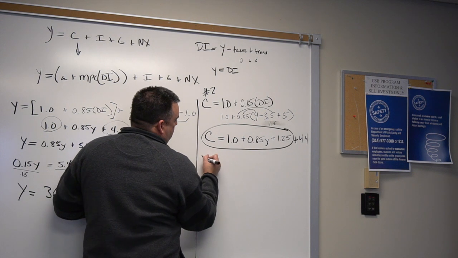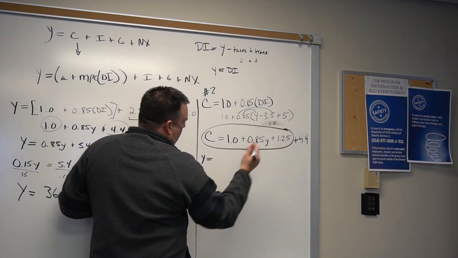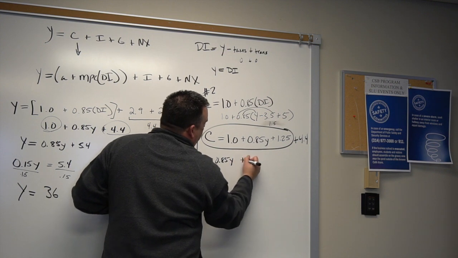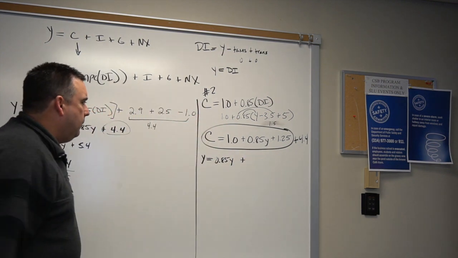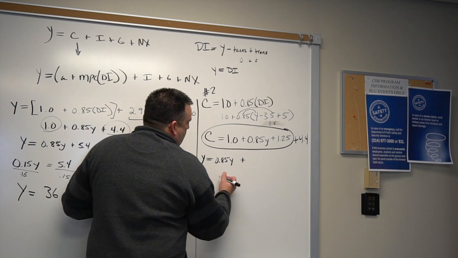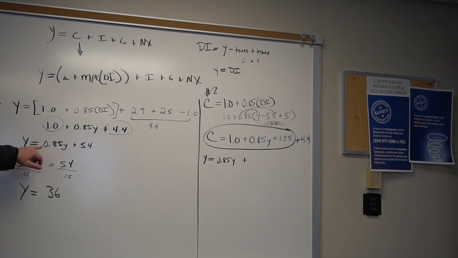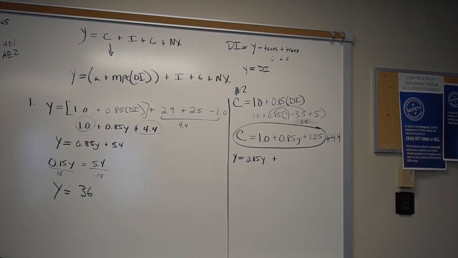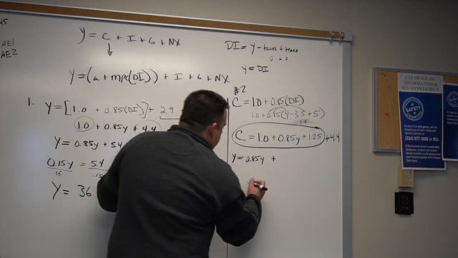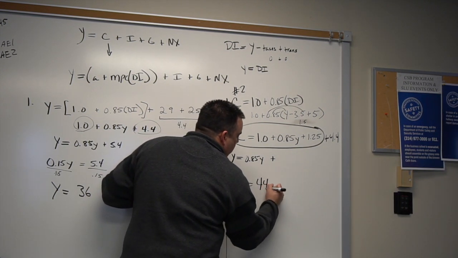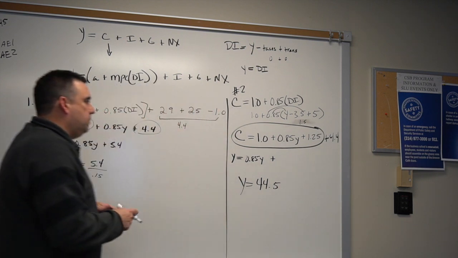So I would have y is equal to 0.85y plus whatever our combined numbers come out to. And again, establish it the exact same way here. So I'll get y on one side, divide by 0.15. You should end up with a y, if you solve this correctly, you should get 44.5 for y in this one.